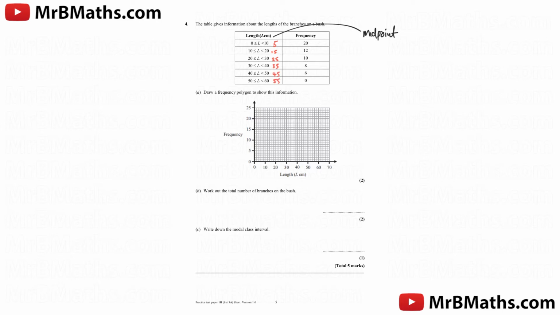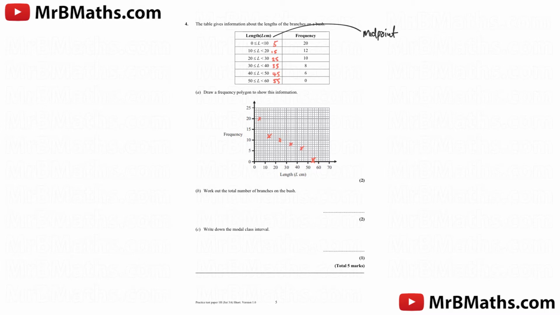Now it's important to double check that, because sometimes the intervals are not necessarily a gap of 10. Okay, so don't get caught out on that. And then what we need to do is plot. So for midpoint of 5, frequency of 20, let's go about here. Midpoint of 15, and we'd get 12. A midpoint of 25, and we get 10. Midpoint of 35, we get 8. Around here. 45, 6. Around here. And 55, we've got 0.